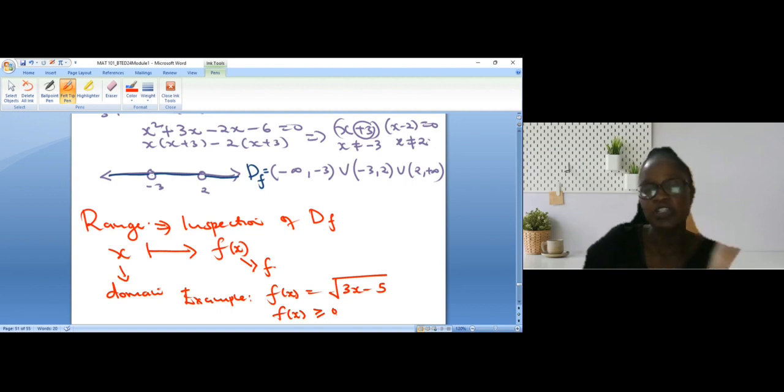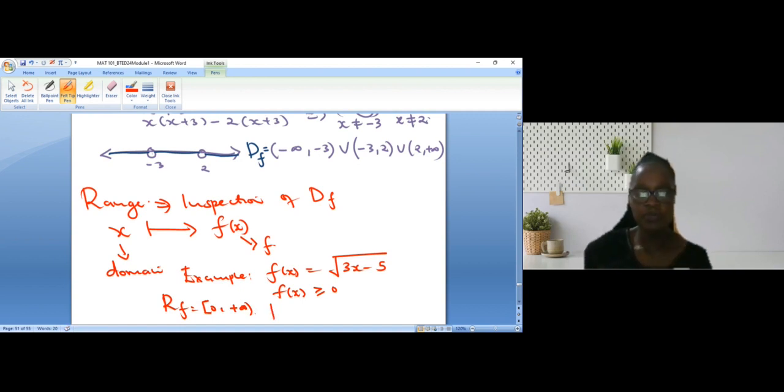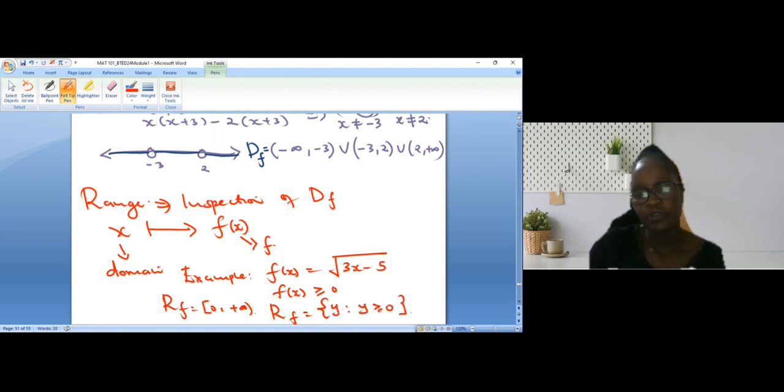So at any time, it will be a value greater or equal to 0 because you're looking for values that will give you a positive value under the root. And so we can say that the range of the function in this case is the interval 0 to positive infinity, or simply write it in set notation. So it consists of values that are greater or equal to 0.